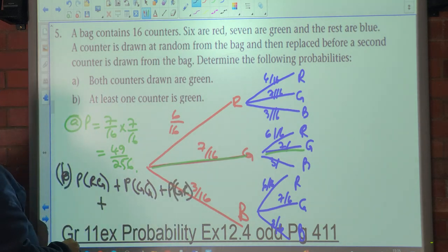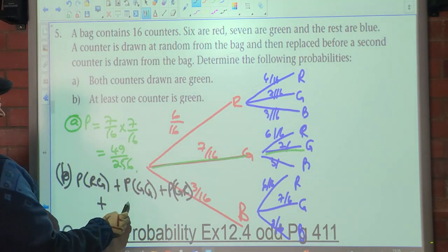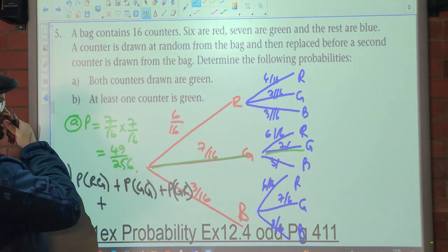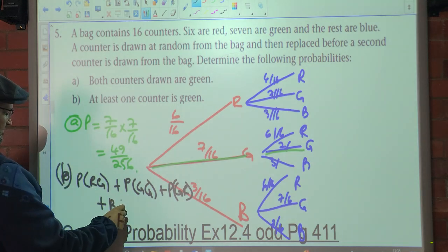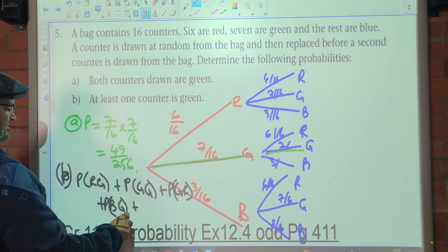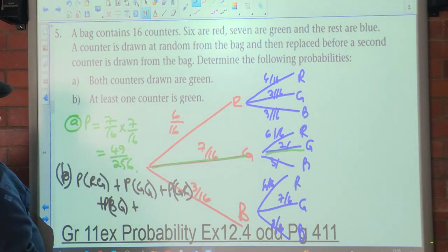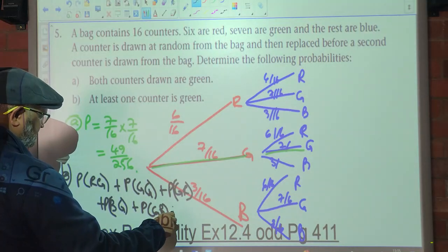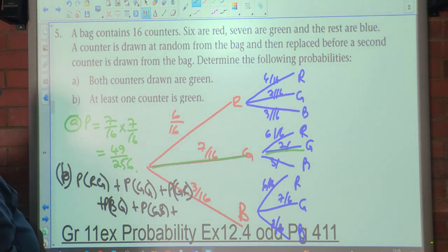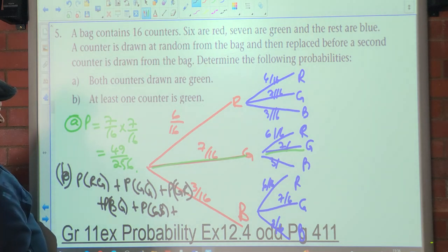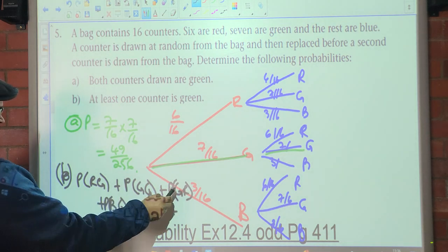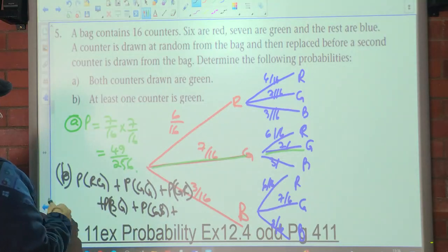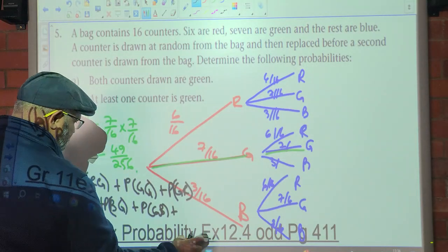Or, sorry? I got green, green. Blue, green. Okay. Plus, so there was green, blue, plus blue, green, yeah? Green, blue. Plus, green, red. Oh, I wrote this one. Oh, yeah, you got green. Okay. What's going to happen here?